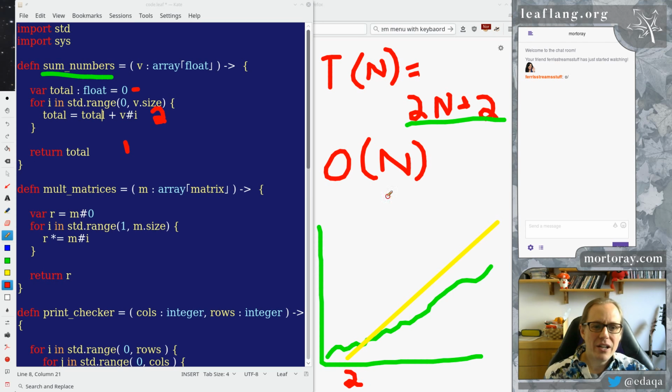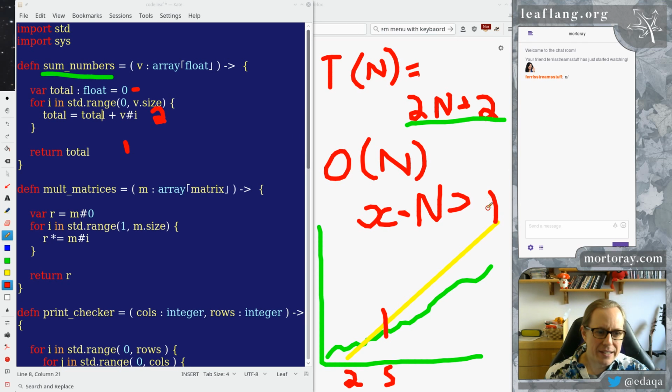Somewhere around here, our actual T(n) function, 2n plus 2, is bigger than n. But at some point, this line, somewhere around here, and let me guess based on the numbers, this is going to be 2n, yeah, somewhere around 5. The line can actually get bigger, and when we say O(n) complexity, what we're saying is that there just has to be some number x times n, which is greater than T(n).